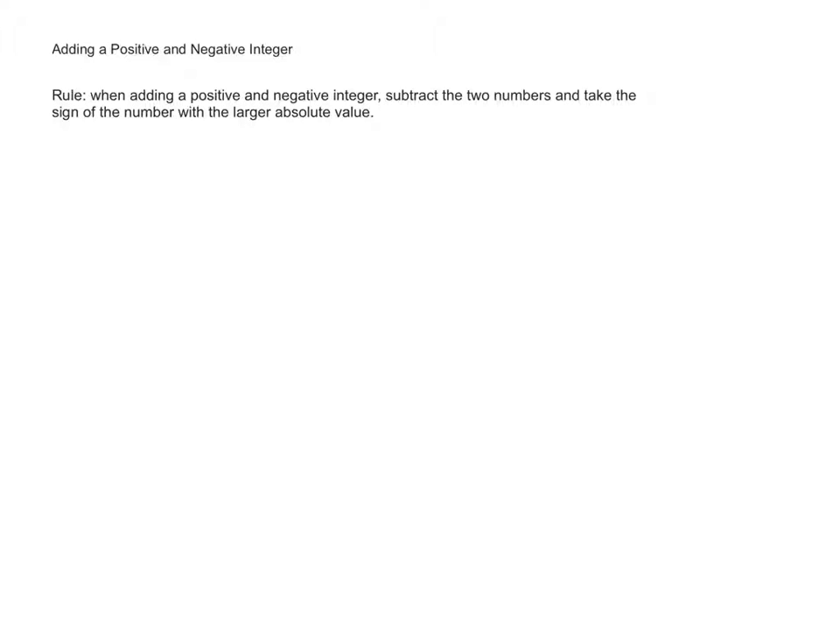Hi everyone, this lesson will focus on adding a positive and negative integer. So, the rule when adding a positive and negative integer is: subtract the two numbers and take the sign of the number with the larger absolute value.